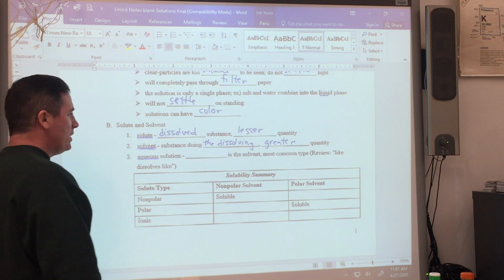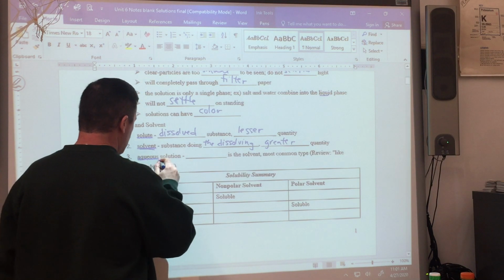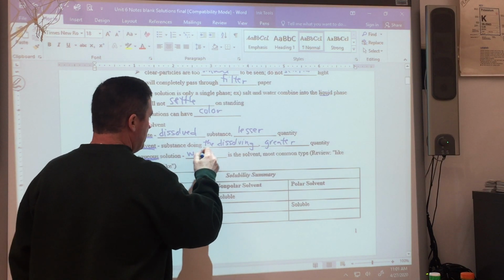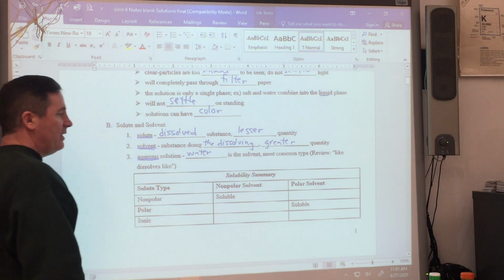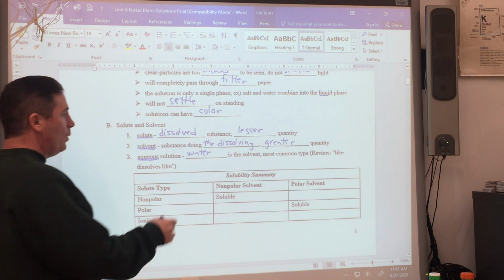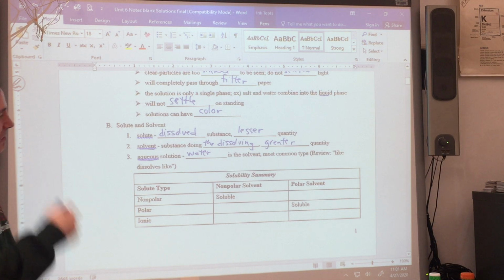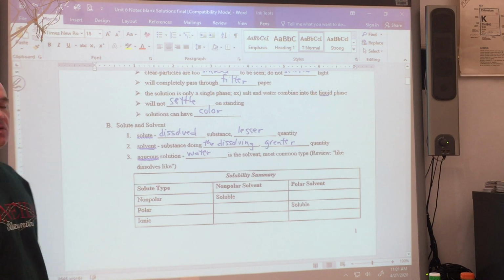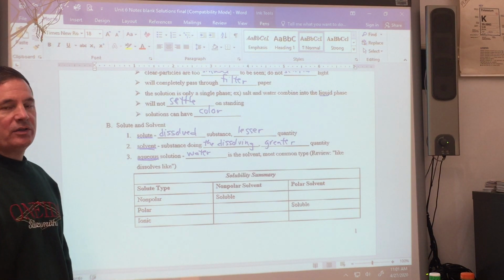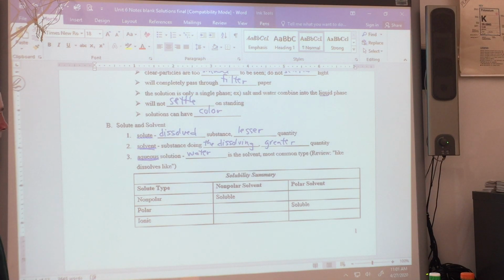Okay? So in an aqueous solution, we've learned this before, I believe, but just to bring it back together, that's water. It's when water is the solvent. And this is the most common type of solution because water is such a great solvent. All right?